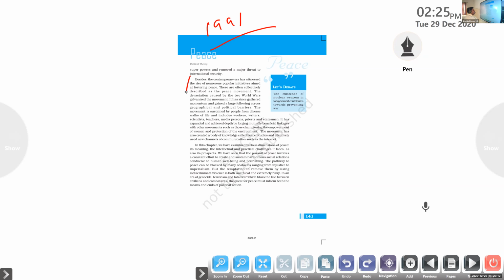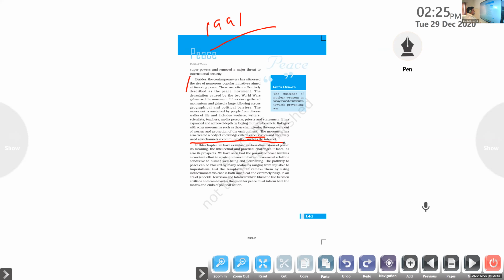It has expanded and achieved a depth of forging mutually beneficial linkages with other movements such as those championing the empowerment of women and the protection of the environment. So a number of other movements also cooperate with the peace movement. The peace movements also created a body of knowledge, basically a new subject, termed peace studies. They effectively used new channels of communication such as the internet. If you observe the internet, you are able to find a number of news items related to peace or the activities to establish peace.